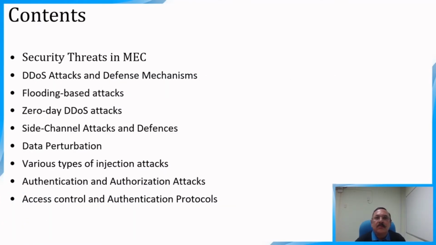Contents: we will look into the security threats in MEC, then DDoS attacks and defense mechanisms. Then we will look into the different types of attacks in the edge computing system, such as flood based attacks, 0-day DDoS attacks, side channel attacks and defenses, data perturbation, various types of injection attacks, authentication and authorization attacks, access control and authentication protocol. So, we will confine these kinds of attacks or security threats to the edge computing scenario only.